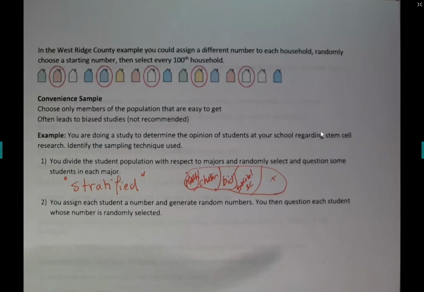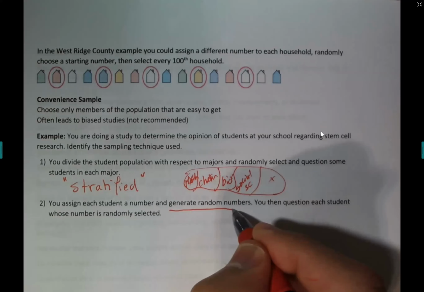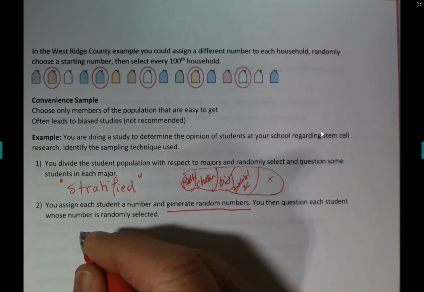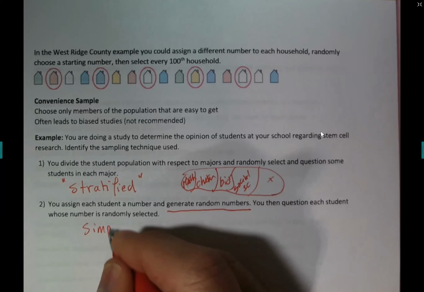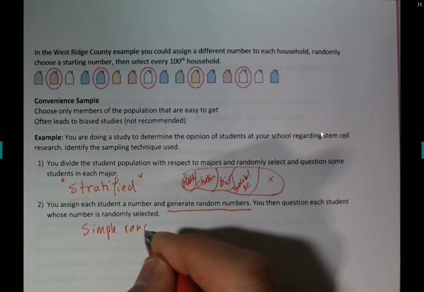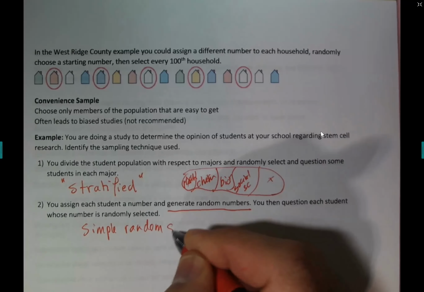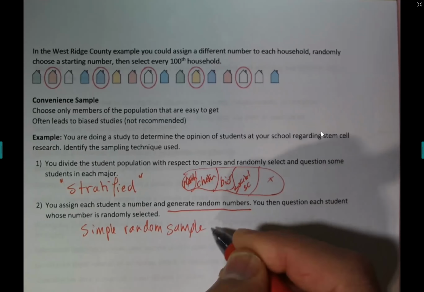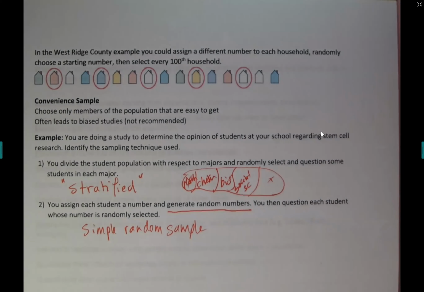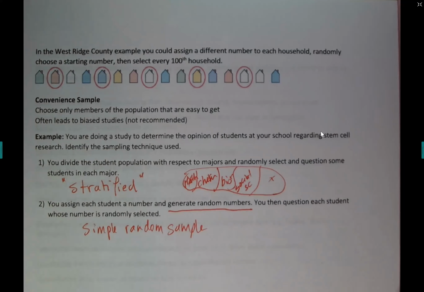He said you generate random numbers. Once you see this word, this is a simple random sample right away. Assuming that the program on the calculator is not biased, like programmed to pick only larger numbers or smaller numbers, that's the assumption here. So this is a simple random sample.